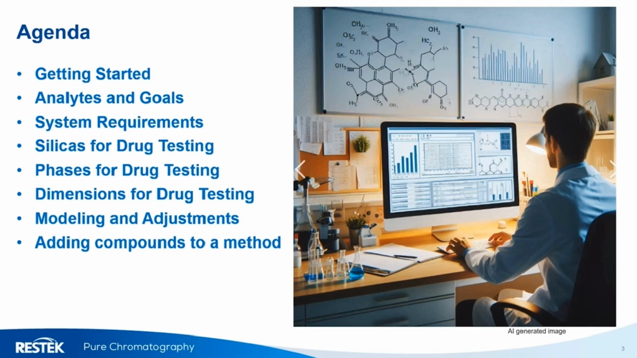Today we'll cover getting started, analytes and goals. We'll look at system requirements. We'll look at silicas for drug testing, phases for drug testing, and even column dimensions for drug testing. We'll go over some modeling and adjustments to the modeling and show you how to add compounds to a method.